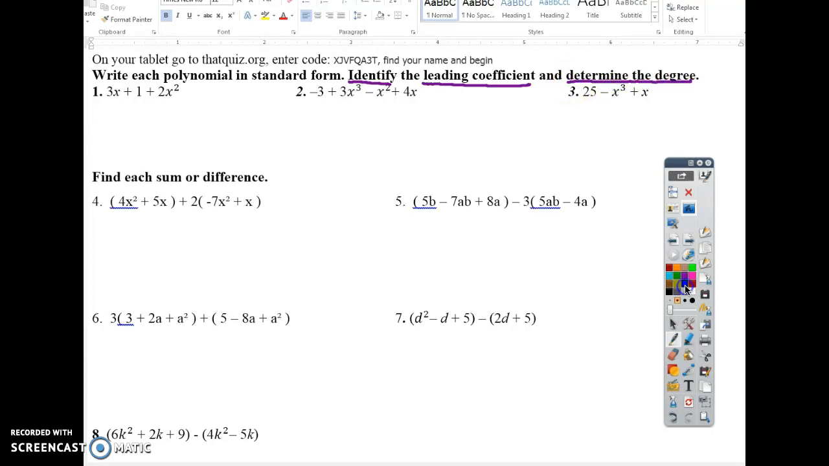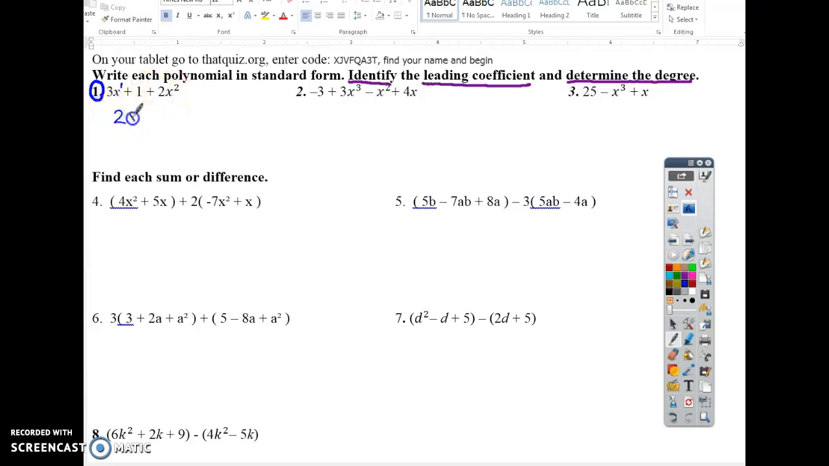So I'm going to do problem number 1 with you. We're going to put them in order of degree. That means the biggest exponent first. So let's look at them. I have 3x to the power of 1. I have 1 without an x. And then I have 1 to the power of 2. Which one is biggest? The 1 to the power of 2. So that one's going to go first, and it's positive.